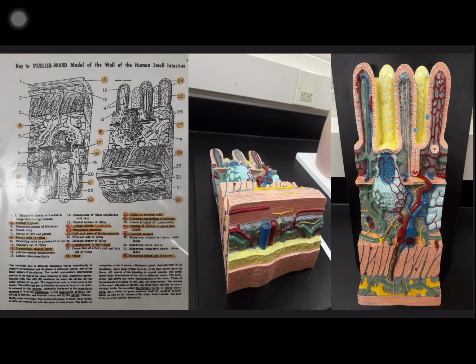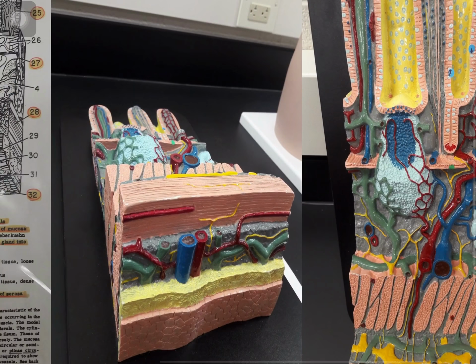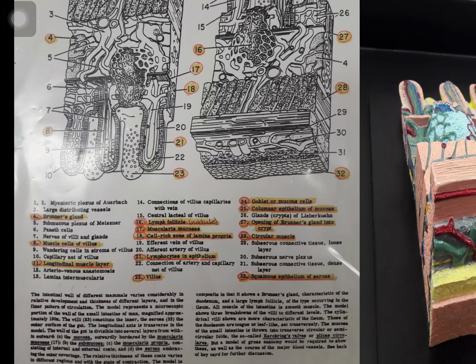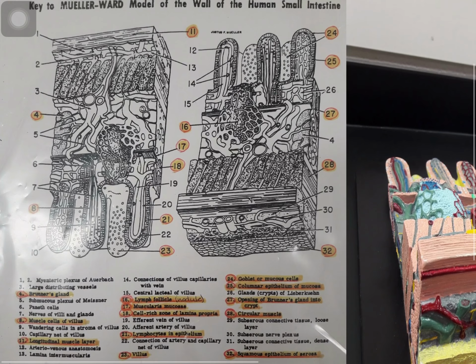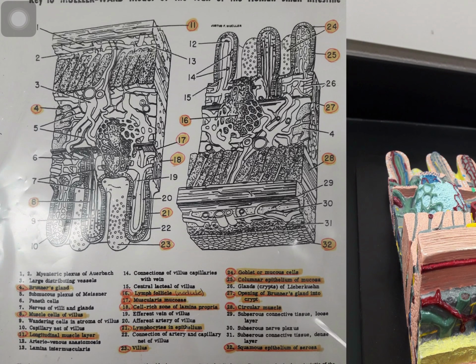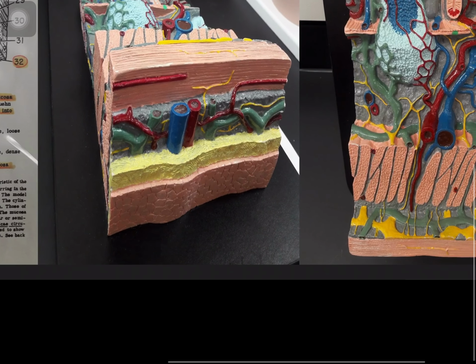Okay, on to another thing my anatomy lab professor does: she tests us using figures. So we need to find the spots on the figures. Things we're going to be looking for here are the Brunner's gland or the intestinal gland, the muscle cells of the villus, the longitudinal muscle layer. The longitudinal muscle layer is the one at the very bottom.